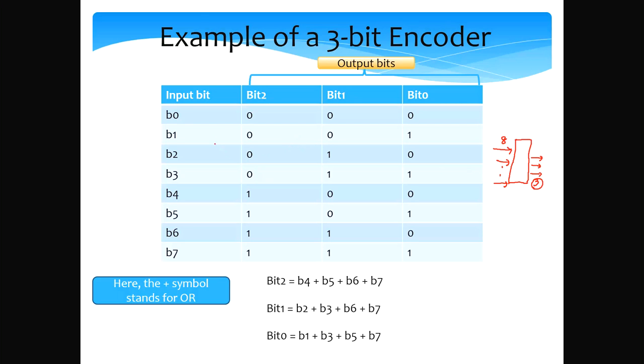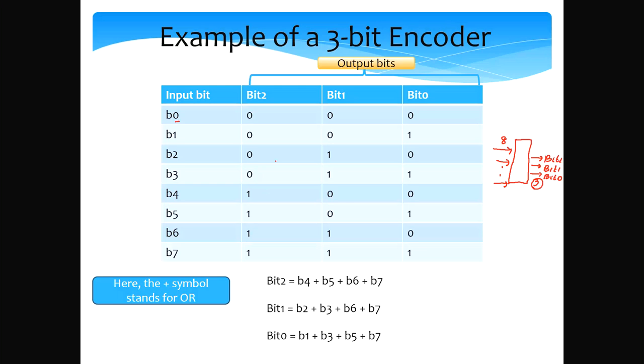So if you think about it, let the input bits be numbered B0 to B7 and let us consider the 3 output bits. Let's call them bit 2, bit 1 and bit 0. As we can see, if B0 is equal to 1, the output needs to be 0, 0, 0. Similarly, for B1, the output needs to be 0, 0, 1, so essentially the binary encoding of 1. Similarly for B5, it will be 1, 0, 1 and for B7, it will be 1, 1, 1.